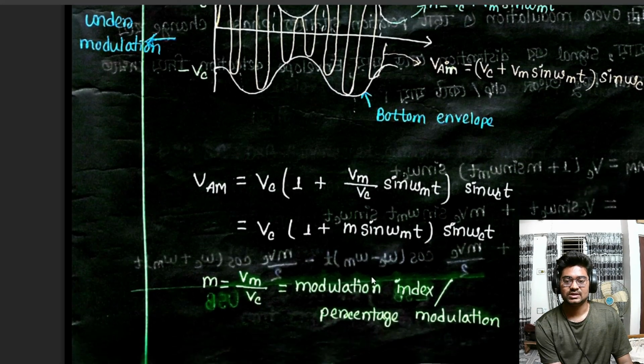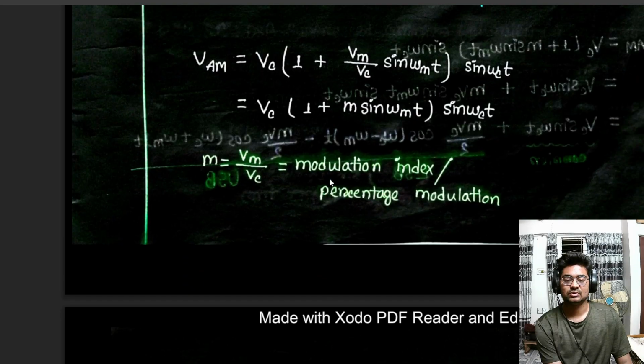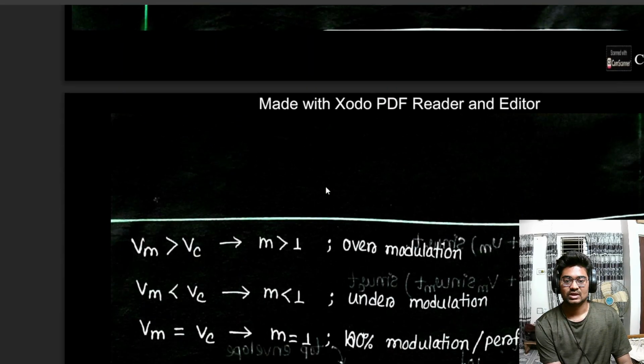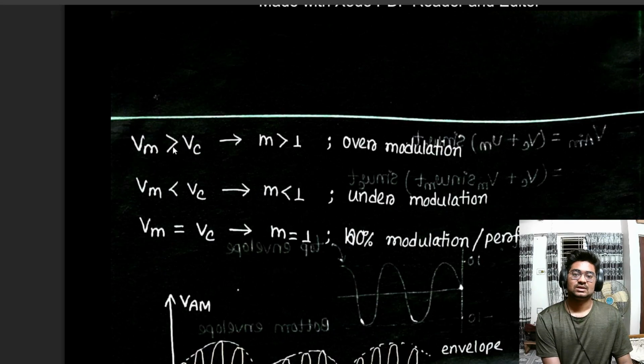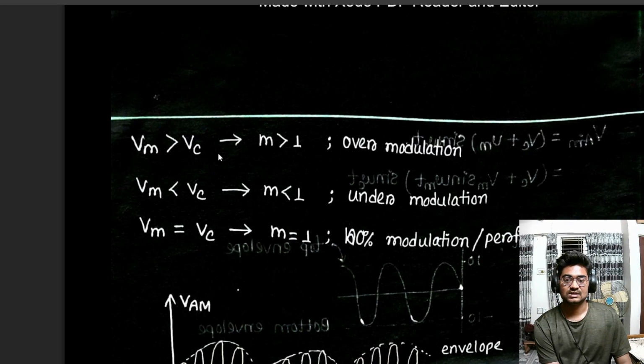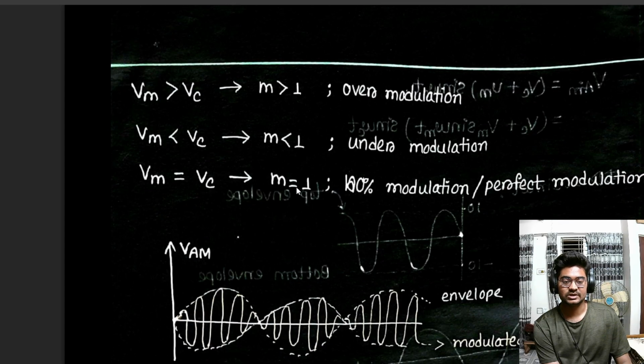So that is a modulated signal, and there is a term called the modulation index, Vm by Vc. This is basically the percentage modulation, and there are some types. Over modulation happens when Vm is greater than Vc, I mean the message signal amplitude is greater than the carrier signal. For perfect modulation, the modulation index is one, and the message signal and carrier signal amplitudes must be the same.